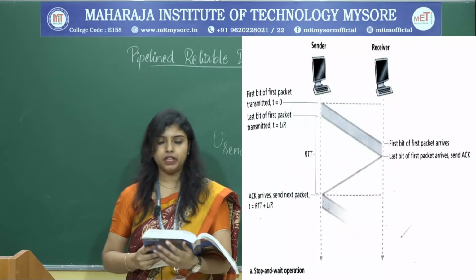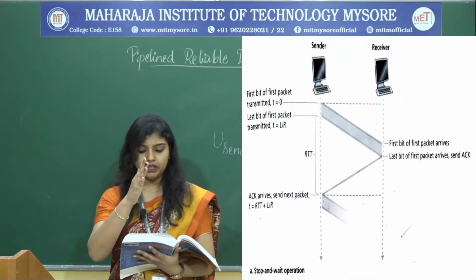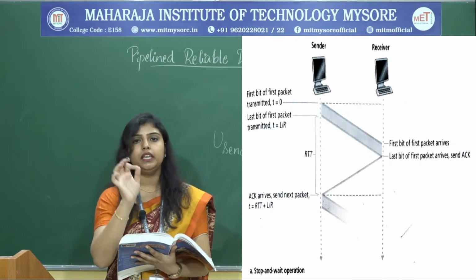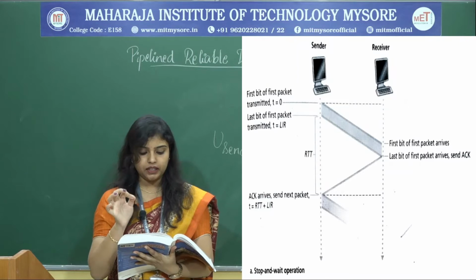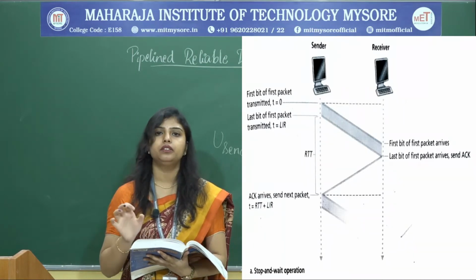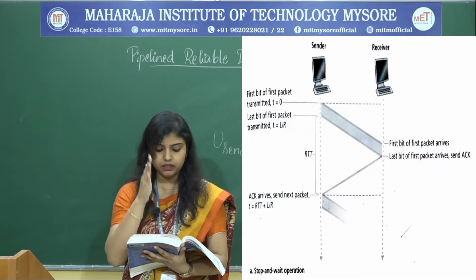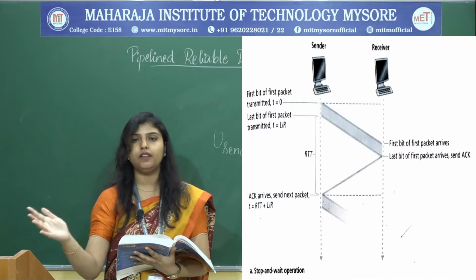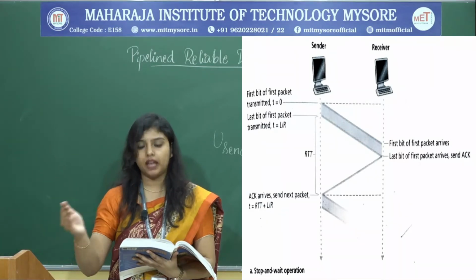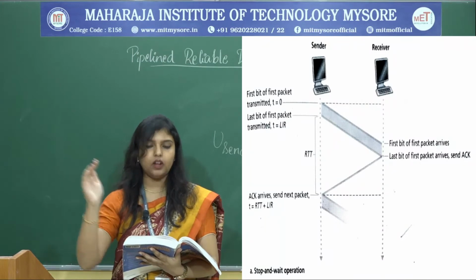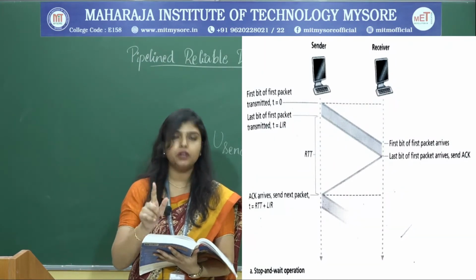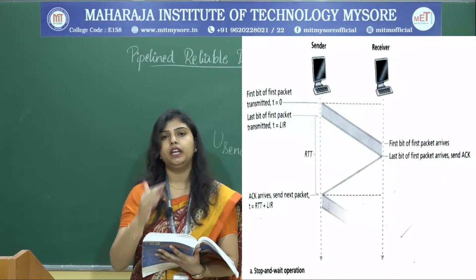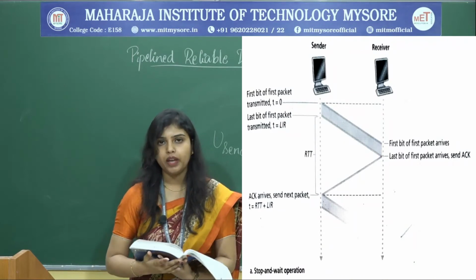As you could see in the diagram, that is what they have explained. From the sender to the receiver, the first bit of the first packet is sent at t equals 0, and it takes t equals L/R seconds to send the entire packet. Then after receiving the last bit of the packet at the receiver side, the acknowledgement is sent, and the acknowledgement is received at what time? T equals RTT plus L/R. After receiving the acknowledgement only, it sends the second packet.